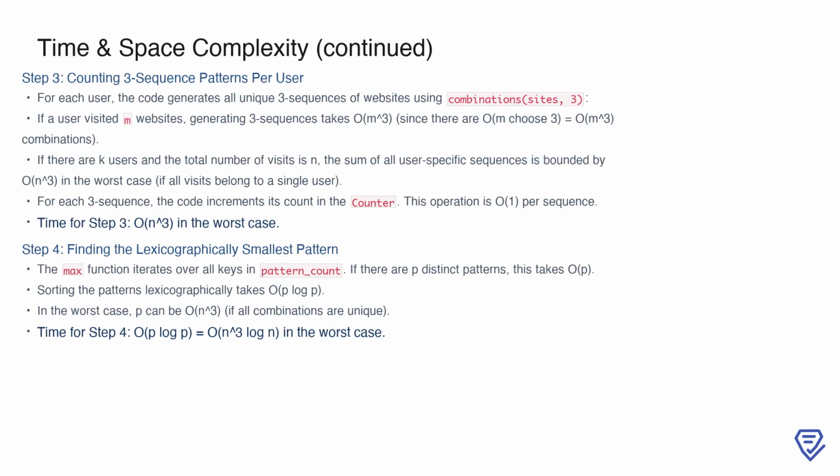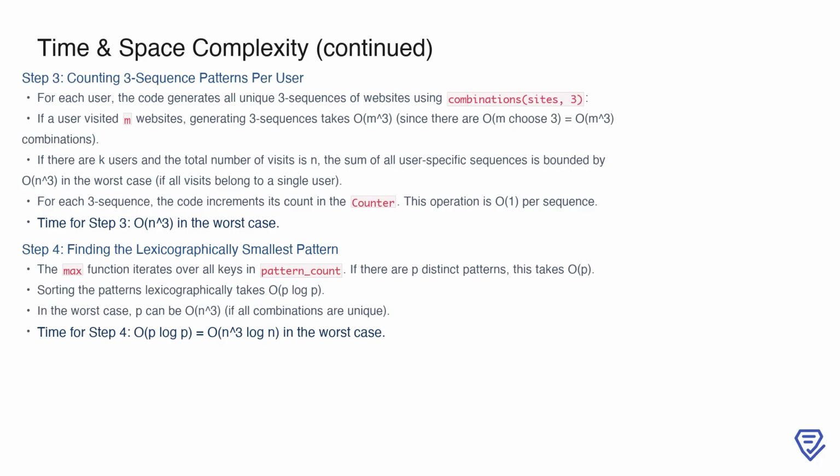Next, we analyze steps 3 and 4, which account for the most computationally intensive parts of the solution. In step 3, we generate all unique 3-sequences for each user using the combinations function. If a user has visited m websites, generating these 3-sequences takes O(m^3) time, as the number of combinations scales with O(m choose 3). For k users and n total visits, this process is bounded by O(n^3) in the worst case, assuming all visits belong to one user. Incrementing the count for each sequence is an O(1) operation per sequence.